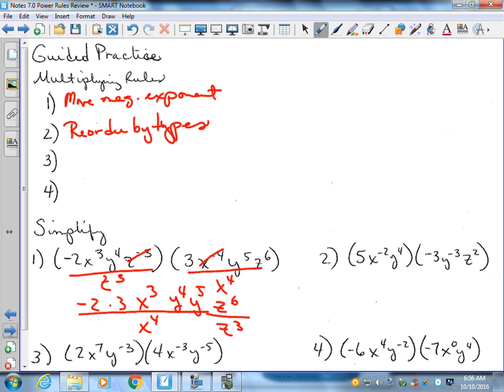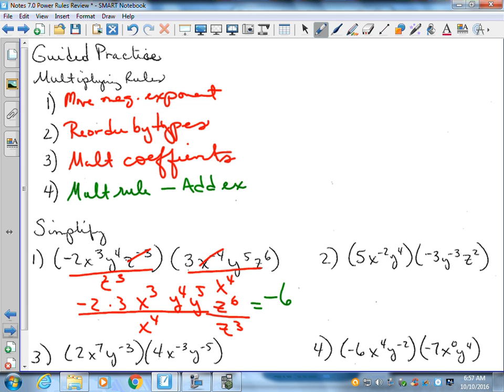Now you get to multiply coefficients. So when I multiply negative 2 and 3, you get negative 6. And then you want to deal with your variables. And the multiplying rule is you add exponents. Because I've turned this into some division, I'll go ahead and list the division rule. It is you subtract exponents.